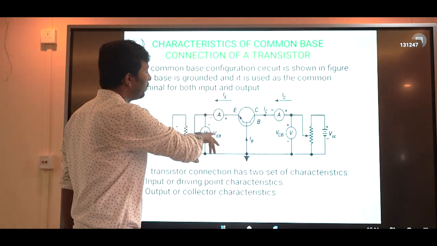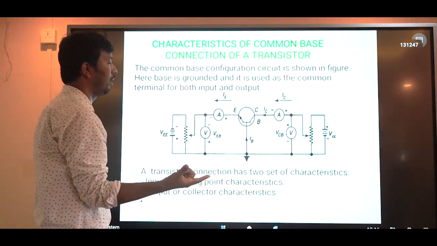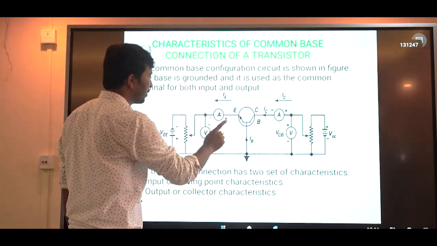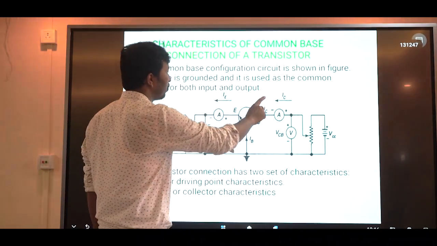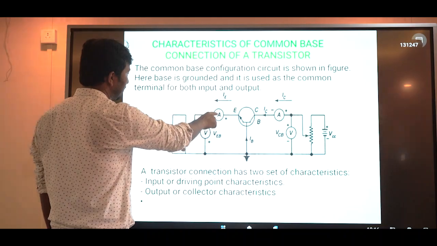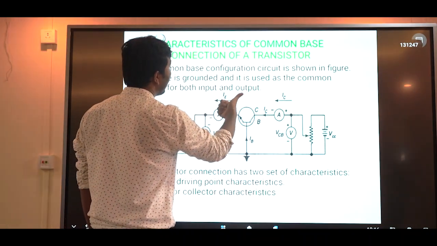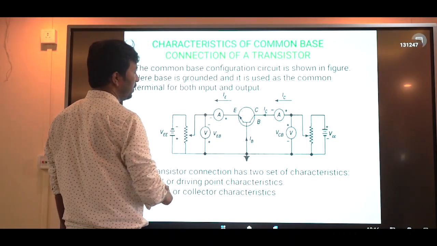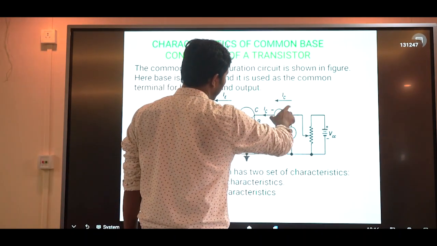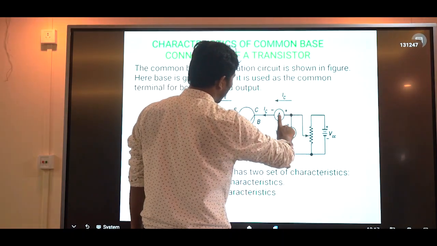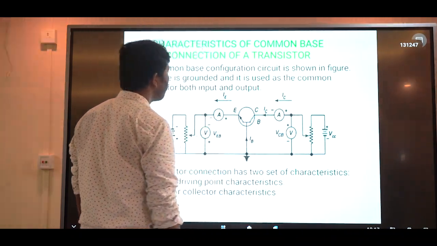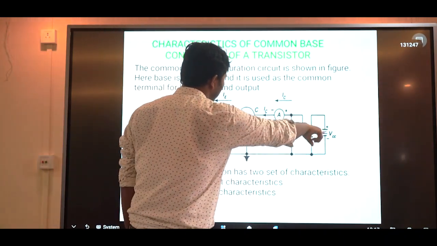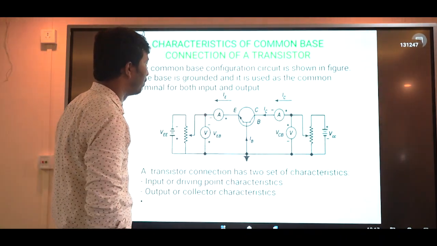Here, this will be the circuit we will use to determine the characteristic curve. Input current will obviously be IE, as it is common base configuration, and output current will be IC. We are using this ammeter to determine the emitter current, and this voltmeter to determine the input voltage VEB. We are using this voltmeter to determine the output voltage VCB, and this ammeter will determine the output current, the collector current IC. Through this rheostat, we can vary the input voltage and output voltage.